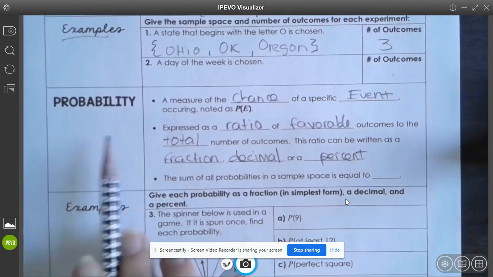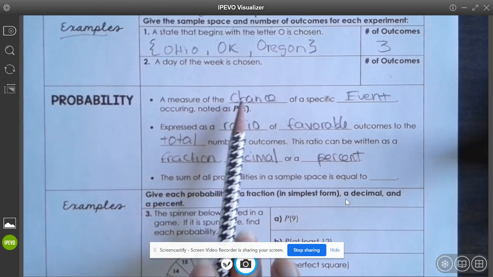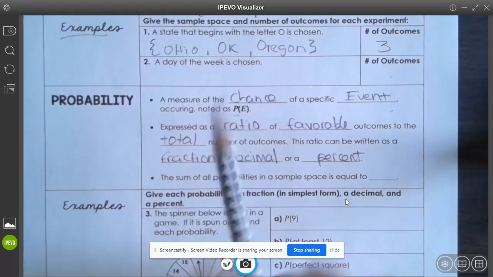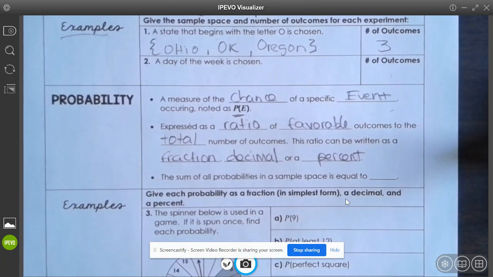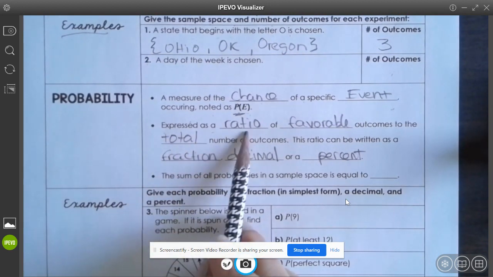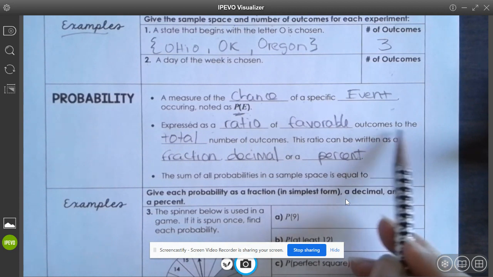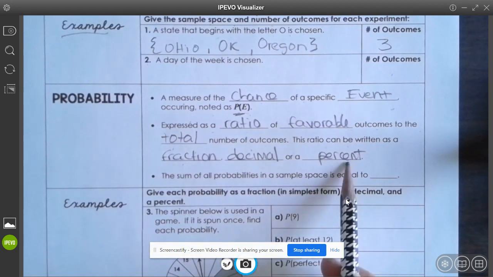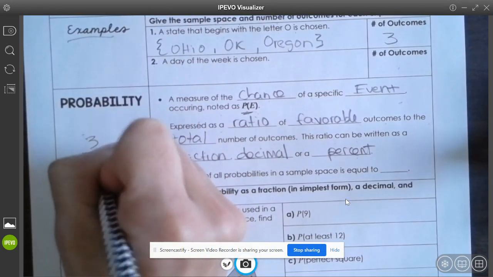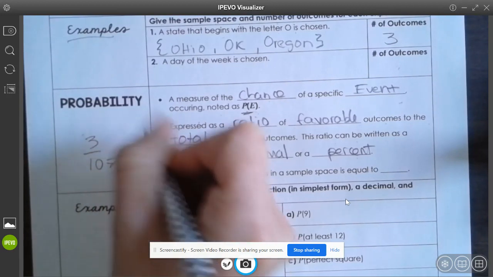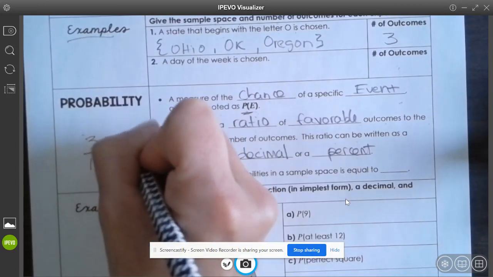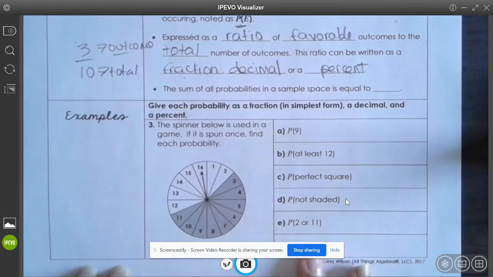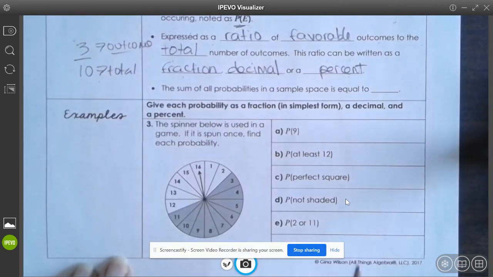Okay. So keep going. What is the probability? So a measure of the chance of a specific event occurring. So this is how you're going to find the probability of an event. This is expressed as a ratio of favorable outcomes to the total number of outcomes. So this ratio can be written as a fraction, decimal, or percent. So say as an example, 3/10, this is the total of the sample space, and this is the outcome that will happen, right? Something like that will happen in the whole sample space.